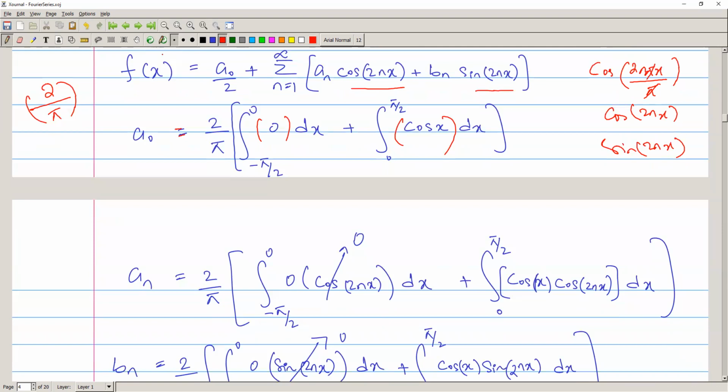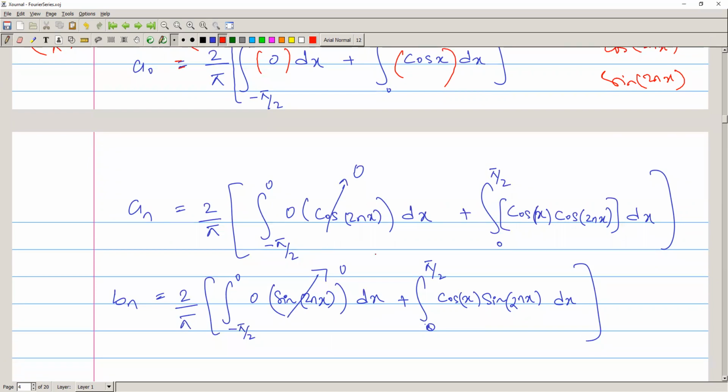So you can refer here, right? Again, for an, we will apply the piecewise integration. Negative pi to 0 is 0, so this whole will become 0 when multiplied by this 0. And again, for 0 to pi over 2, it's cos x times cosine 2nx, and we will integrate this function.